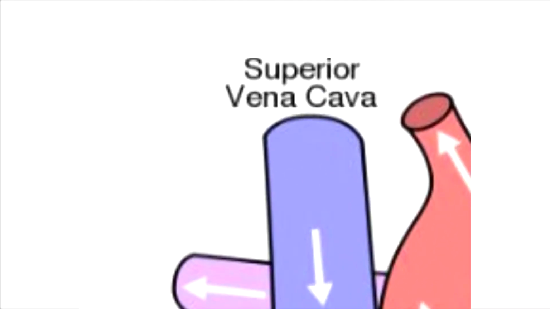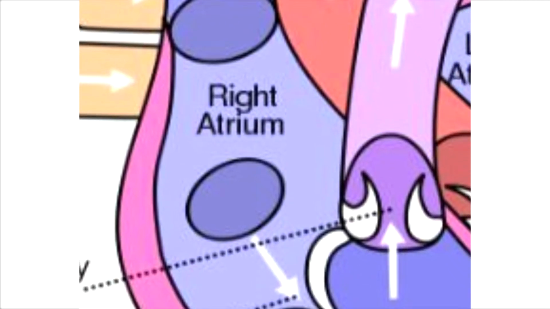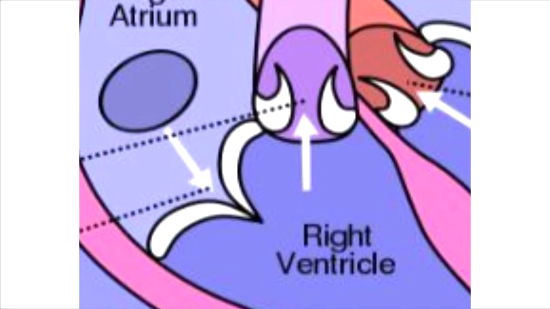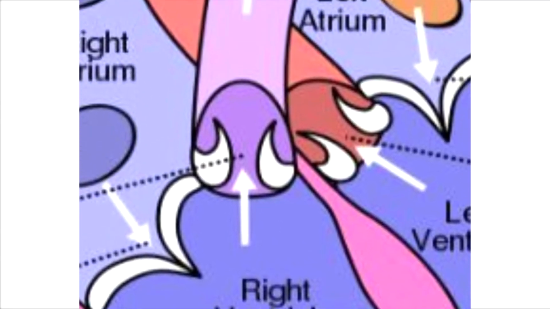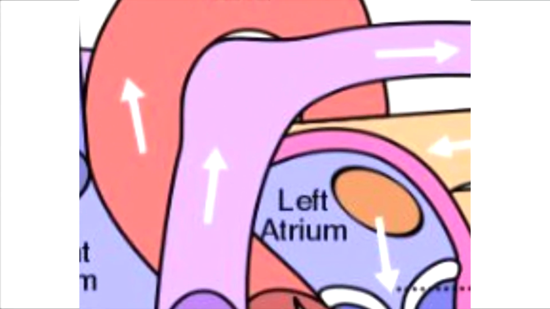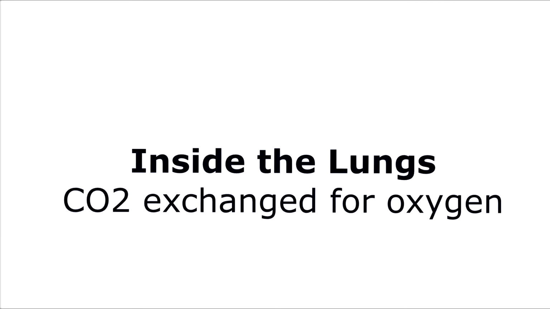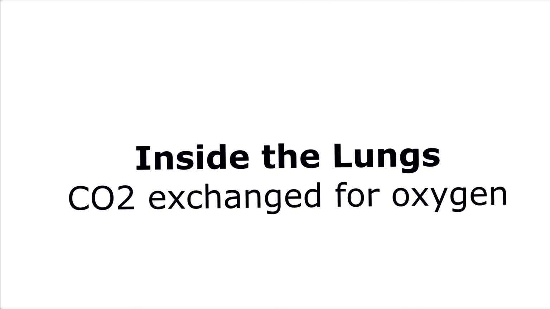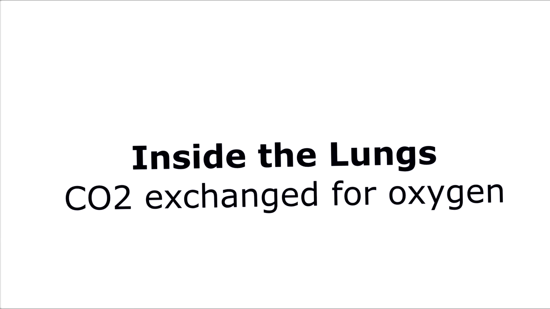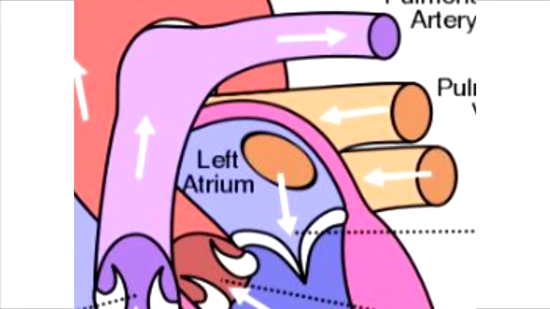It starts off at the vena cava vein coming from different parts of the body. The blood then enters the heart into the right atrium, then it goes across the tricuspid valve into the right ventricle. From there it enters the pulmonary artery which goes to the lungs. Inside the lungs, carbon dioxide is exchanged for oxygen, and the oxygenated blood goes through the pulmonary vein back to the heart.